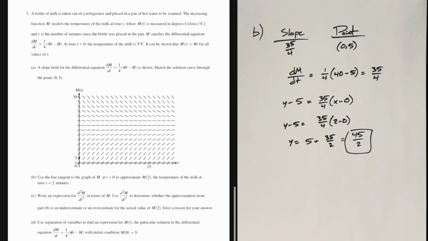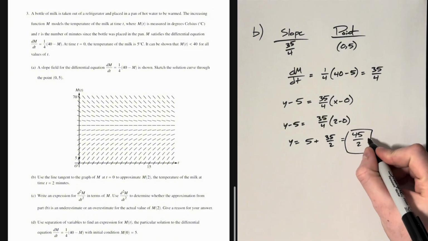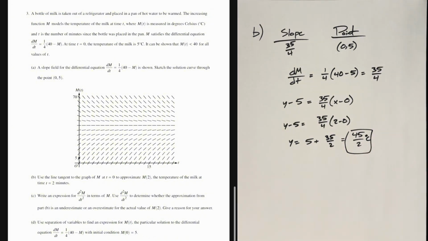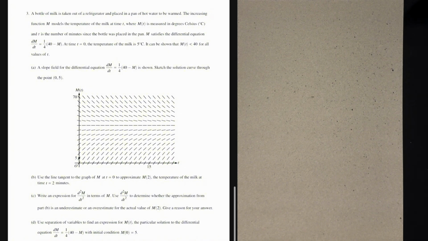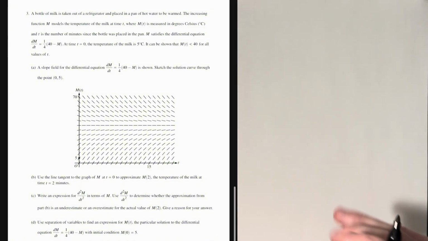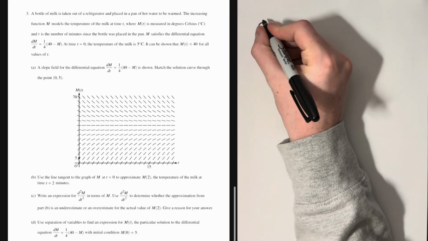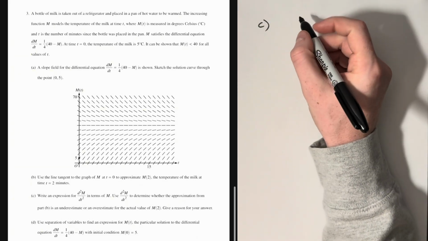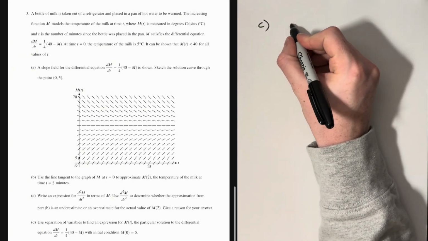To give it a little bit better context, you might want to say 45/2 degrees Celsius. That, I guess, would be a better answer, but I think 45/2 would work fine. But let's move on. Part C. Part C says write an expression for d squared m dt squared.